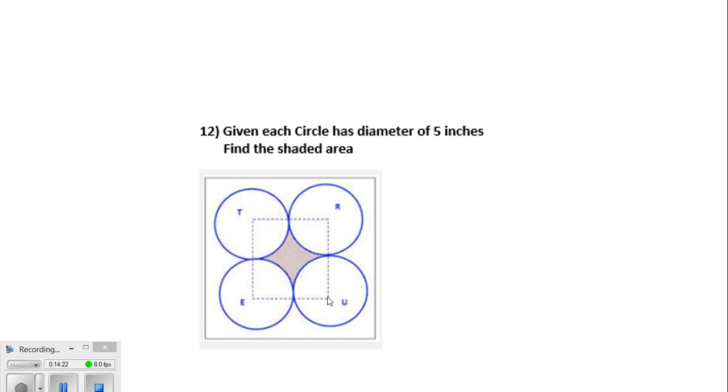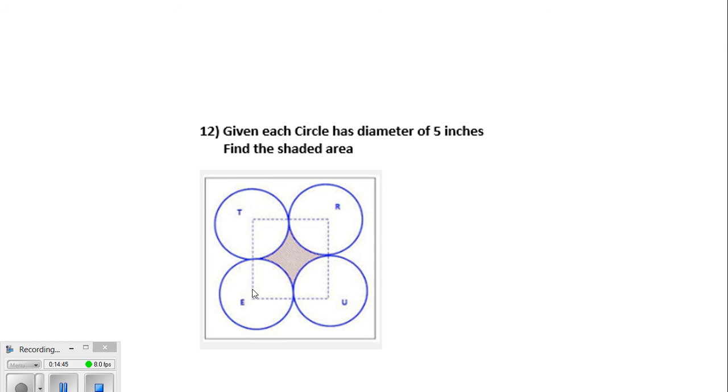So what is this area in the shaded region? Well, look at it. It's the square that's shown here, less a quarter circle, another quarter circle, another quarter circle, and another quarter circle. So not so bad. Think about it. That's it.